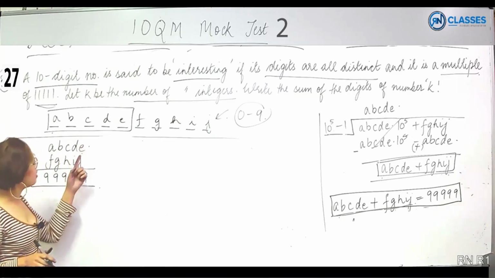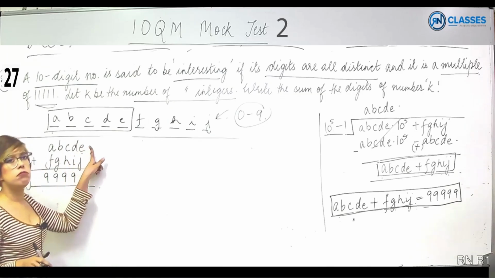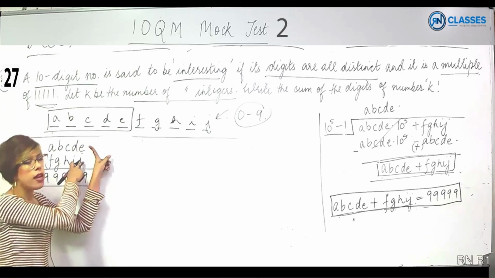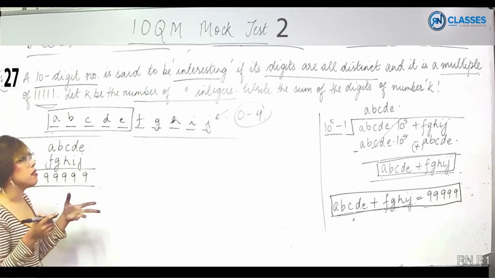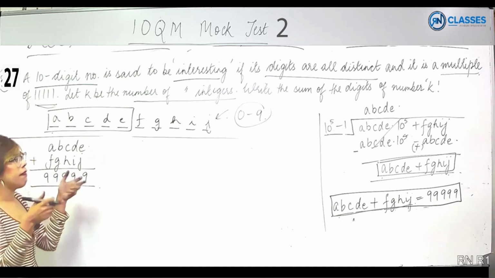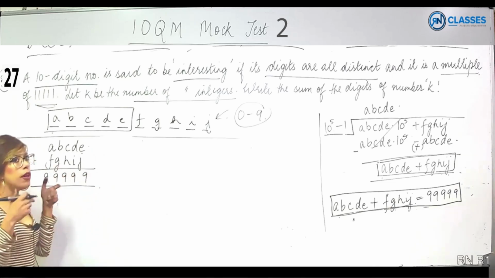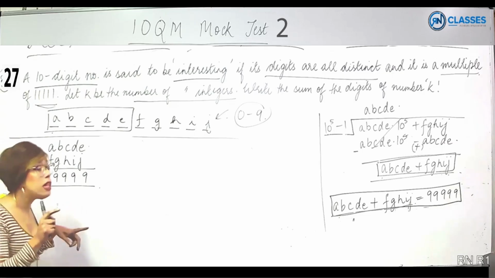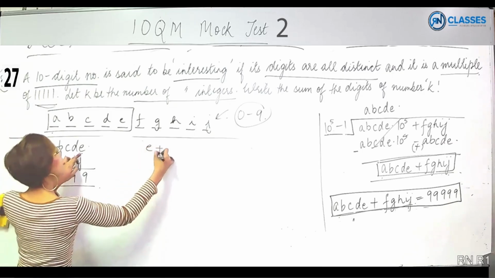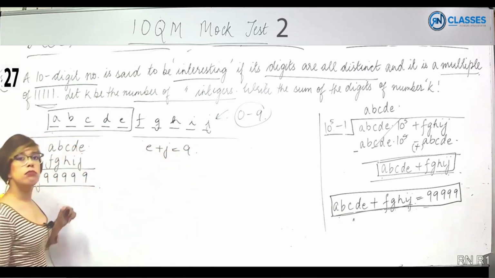Now this is a digit, this is a digit. Maximum can be 9 and maximum here can be 8. Right? 9 plus 8, that means 7. Before that 6, then 5, then 4, then 3, 2, 1, 0, then 9. 9 can only be possible if E plus J is equal to 9.